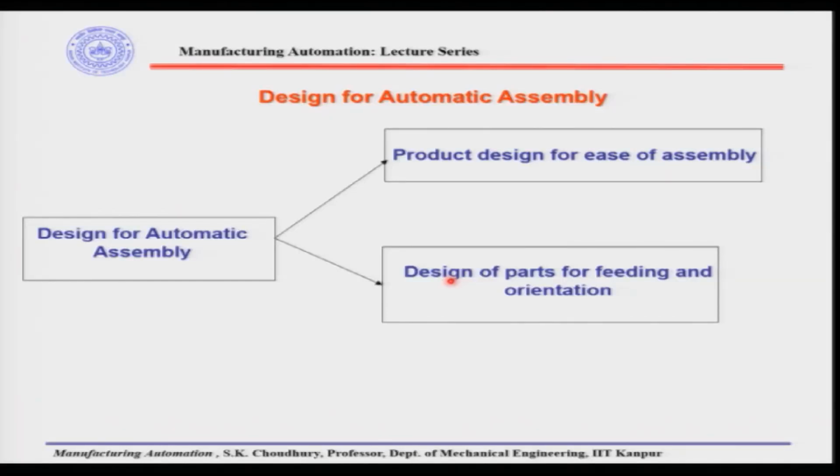One is the product design for ease of assembly. I gave you some examples of chamfers, for example, so that two parts cannot be stacked together, because you should understand that when the parts are fed from the bowl feeder, inside the bowl feeder many of the parts are stacked together. So, they may entangle with each other, they may stick to one another, stack in between, and so on. The other is the design of parts for feeding and orientation. We will take some examples of how the design can be changed, so that it can be easily assembled, or easily fed and oriented.